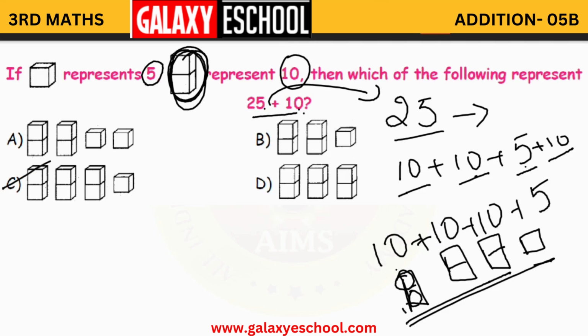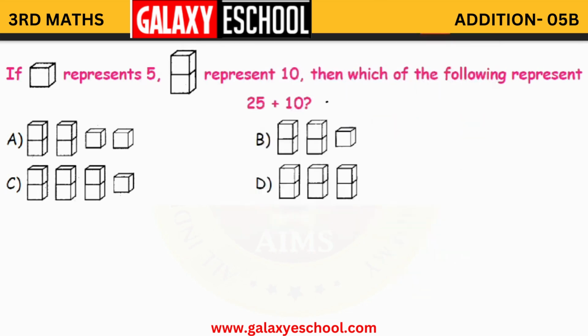Option C. Yes, 3 blocks of 10. 10 plus 10 plus 10 plus 5. 10 plus 10, 20. 20 plus 10, 30. 30 plus 5, 35. Yes, children. Now 25 plus 10 is also equal to 35, right? We can directly answer like this, or again 25 plus 10 is equal to 35.